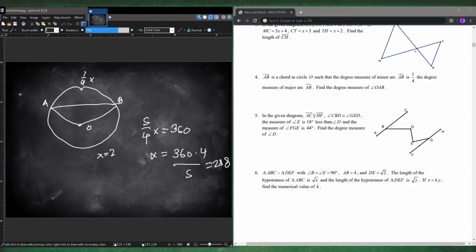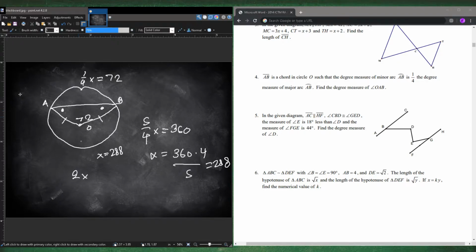So if x here is 288, that means this is 72. So that means this is 72. And we need to find angle OAB. So we need to find this angle. Since these are both radii, that means this is isosceles. So this angle is equal to this angle.